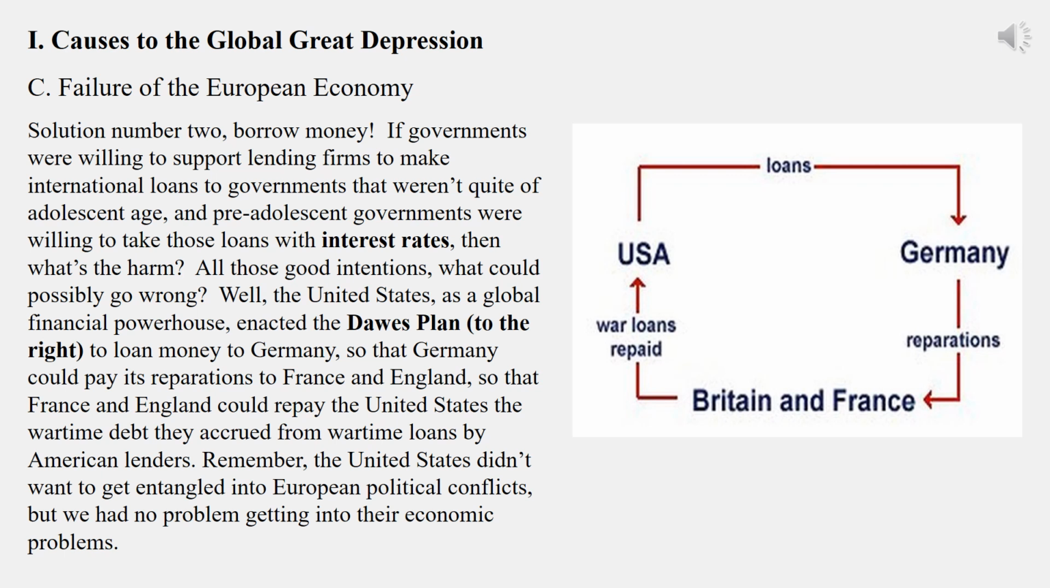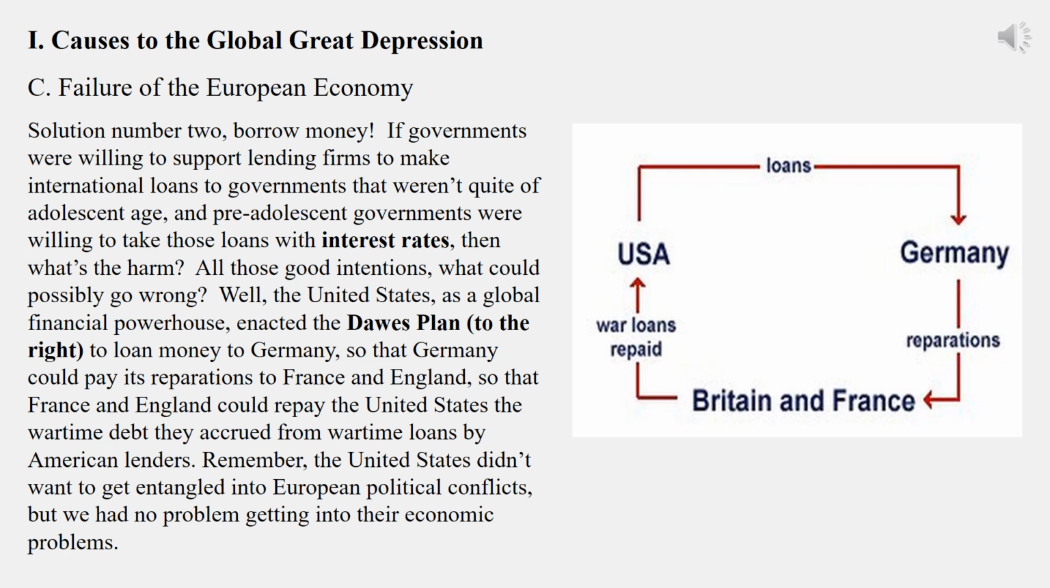Solution number 2, a more adult solution, if you will, or young adult solution, was to borrow money. If governments were willing to support lending firms to make international loans to governments that weren't quite of adolescent age, and pre-adolescent governments were willing to take those loans with interest rates, then what's the harm? All those good intentions, what could possibly go wrong?